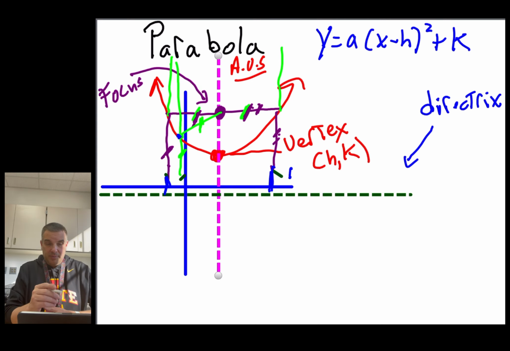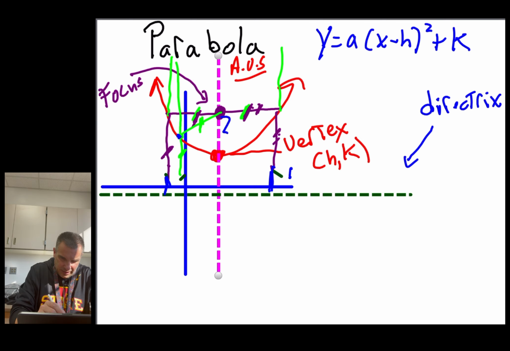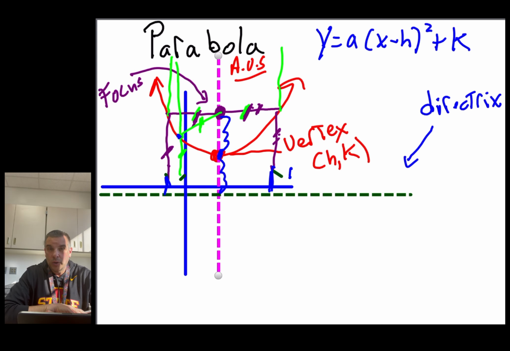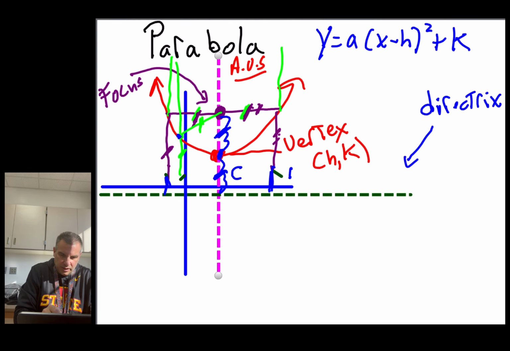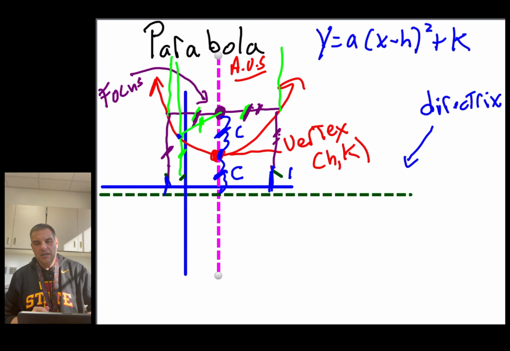Because what happens then is this part right here, that distance right here, is from the focus to the vertex. So this distance is going to make a difference as well. And these two distances are going to be congruent to each other as well. We're going to give them a name, and we're going to call those C. And that C value is going to become important here in just a minute.